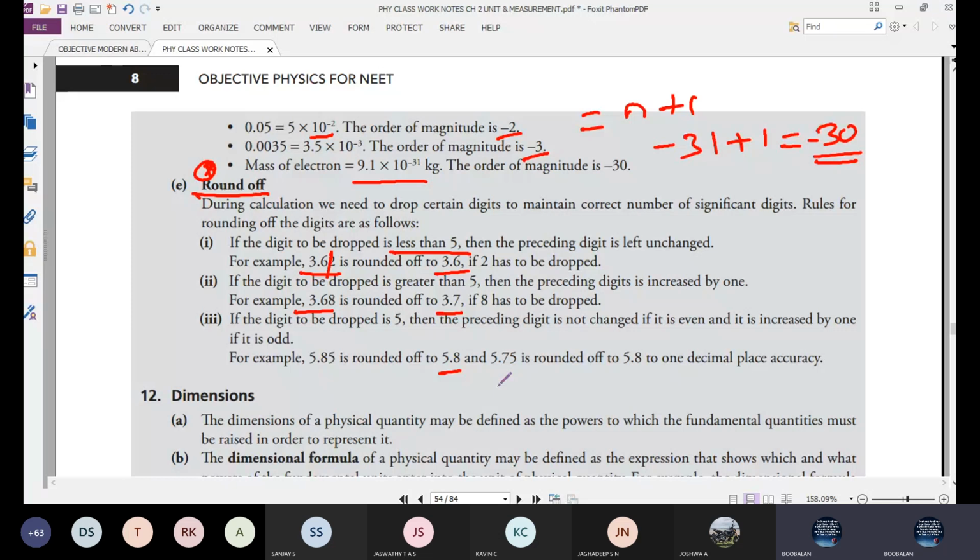So sometimes we should take 5 also. 5.75 it is there, 5.8 for the accuracy purpose. Take a note.